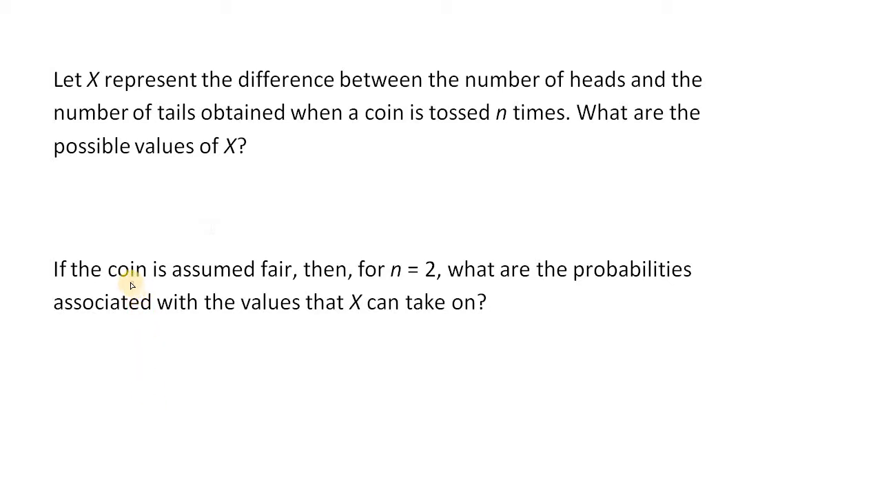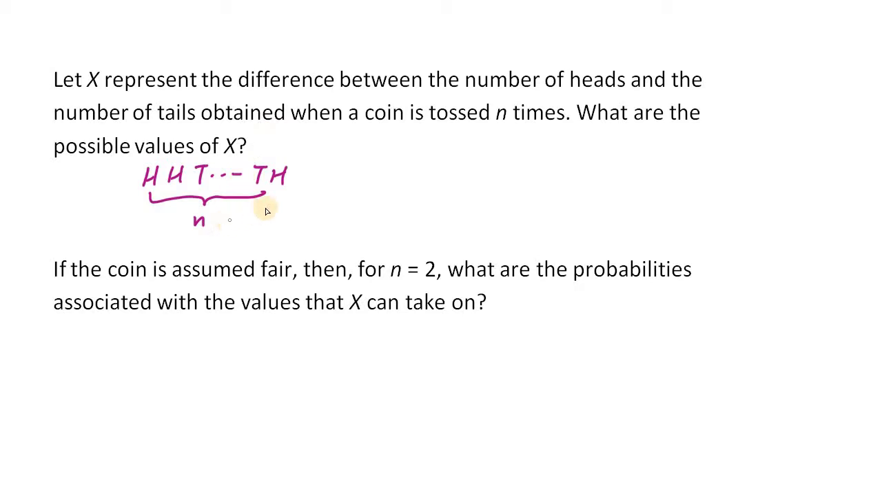Let x represent the difference between the number of heads and the number of tails obtained when a coin is tossed n times. What are the possible values of x? So we are tossing a coin n times, which means we are going to get some heads and tails. But within this n times, some of them will be heads and some of them will be tails, and we are interested in the difference.